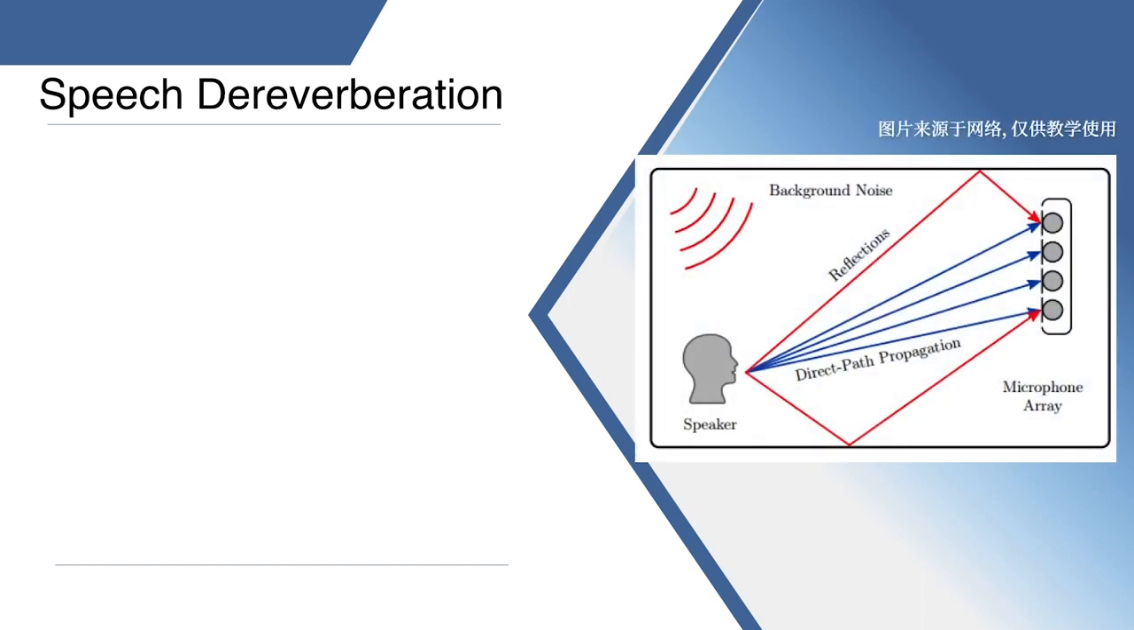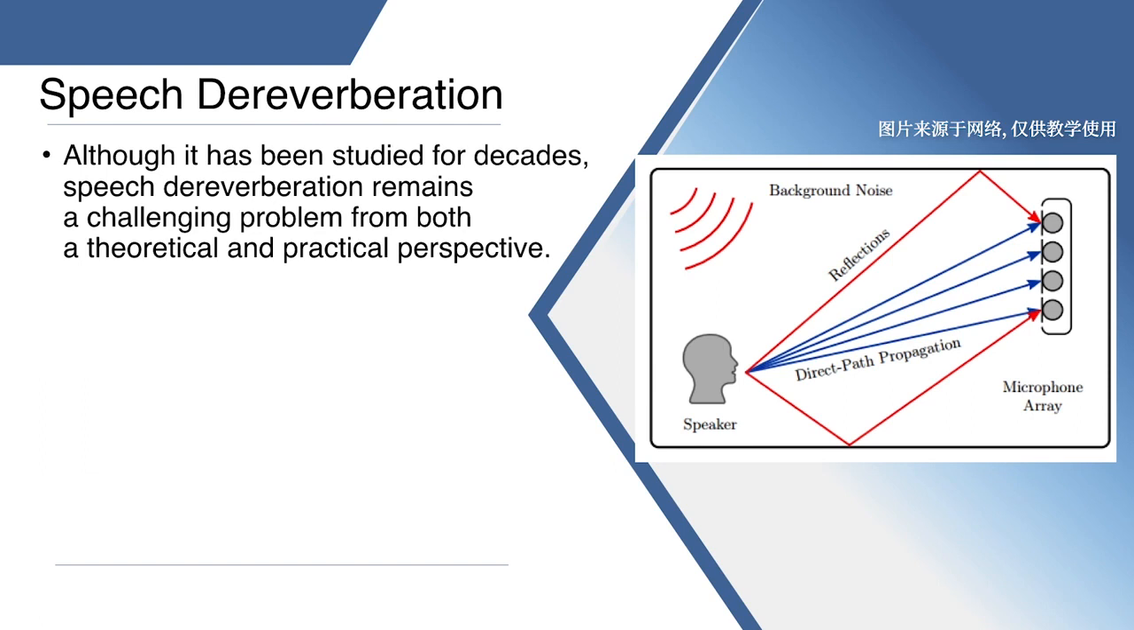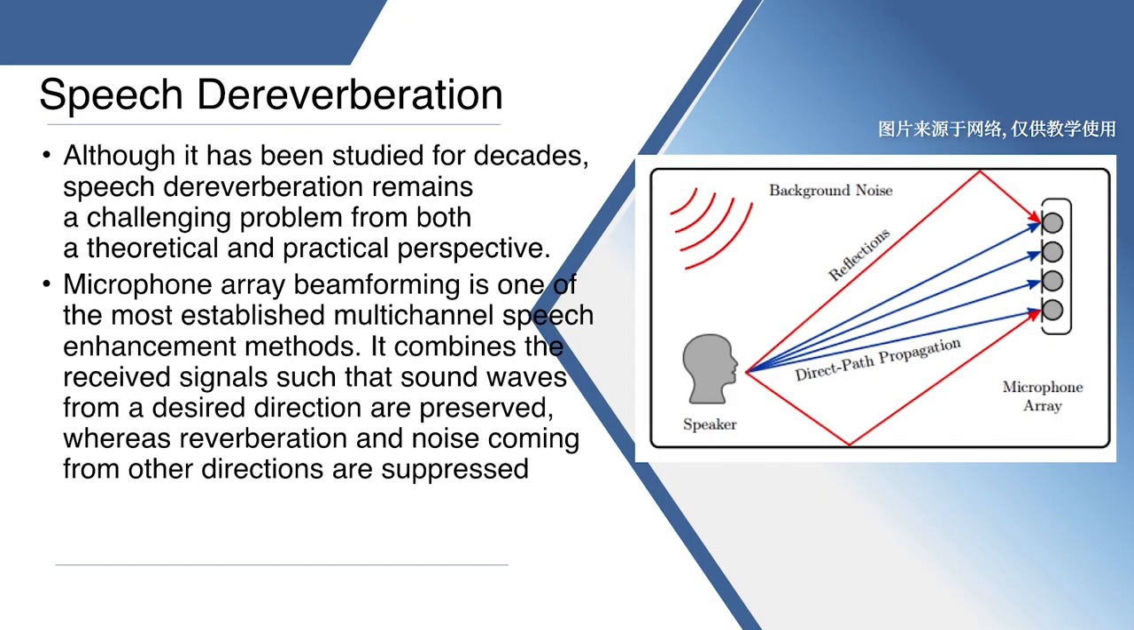Although it has been studied for decades, speech dereverberation remains a challenging problem from both a theoretical and practical perspective, particularly when reverberation is combined with background noise. Microphone array beamforming is one of the most established multi-channel speech enhancement methods. It combines the received signals such that sound waves from a desired direction are preserved, whereas reverberation and noise coming from other directions are suppressed.